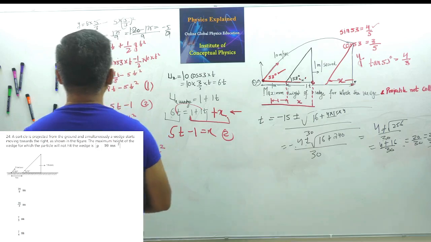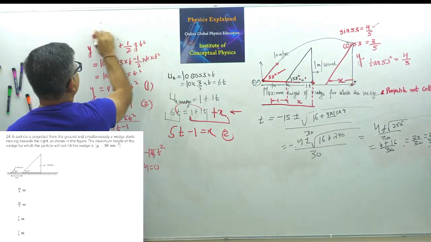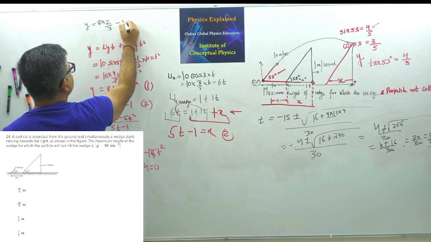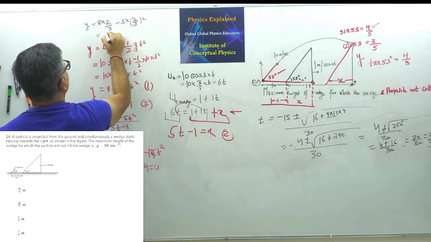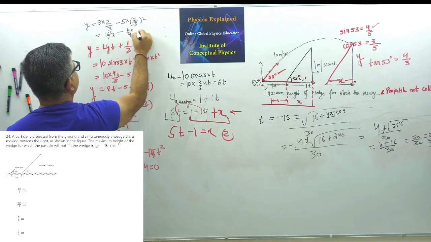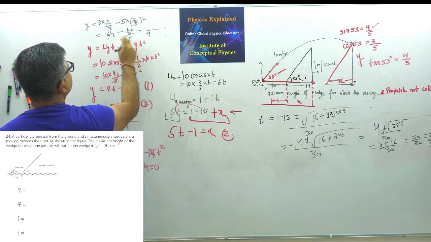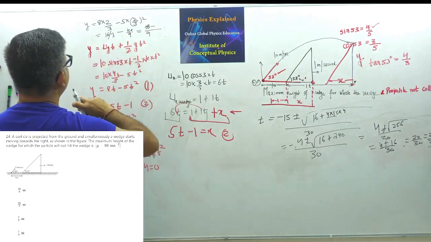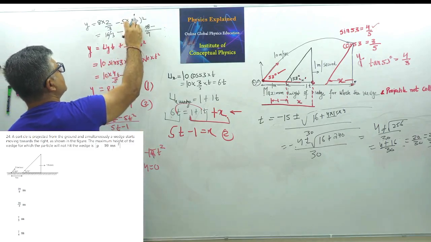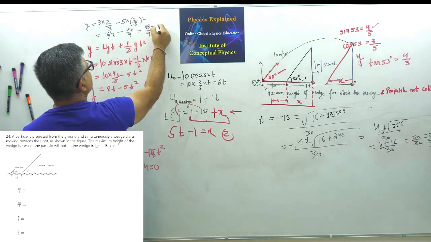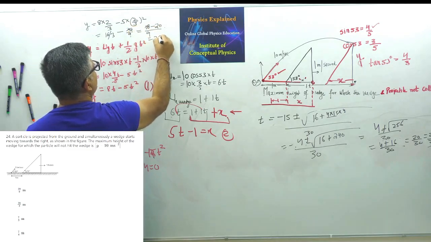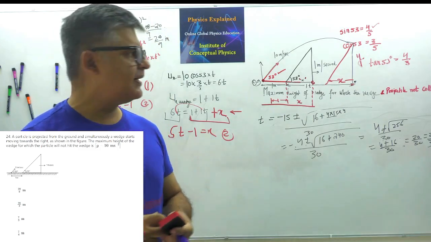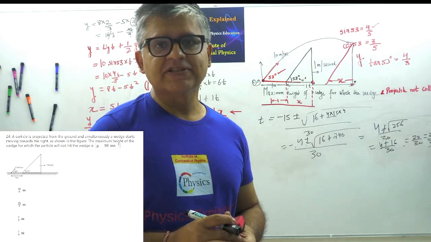So for this time, what is the value of y? Let's calculate the value of y here, right? So the y becomes equal to 8 into 2 by 3 minus 5 into 2 by 3 whole square, is equal to 16 by 3 minus 20 by 9, which becomes 48 minus 20 over 9. So this becomes 28 by 9 meters. This is the correct answer. So a lot of calculation error, no doubt, but finally we have got it right. So the answer is 28 by 9 meters.